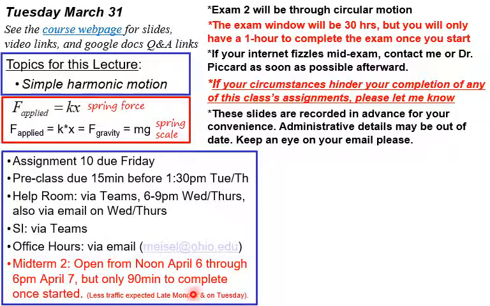Note that after 8 p.m. on Monday and through 6 p.m. on Tuesday, there's expected to be less traffic on Lon Kappa based on what the other classes are doing with their exams. So it might be good if you can to take the exam in this time window, but it will be open from noon on Monday, April 6th. But later just might be a better idea.